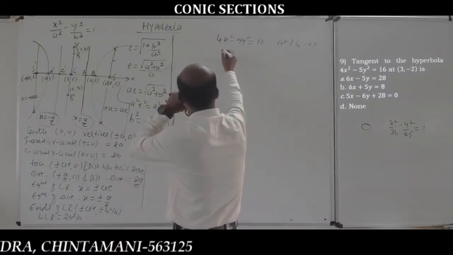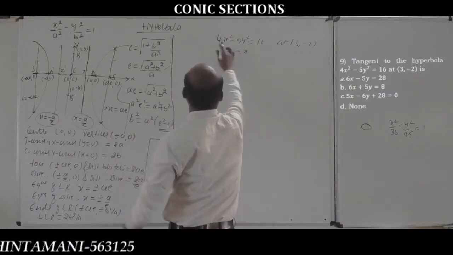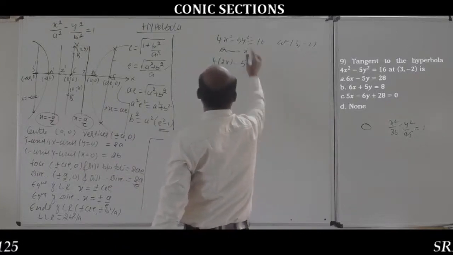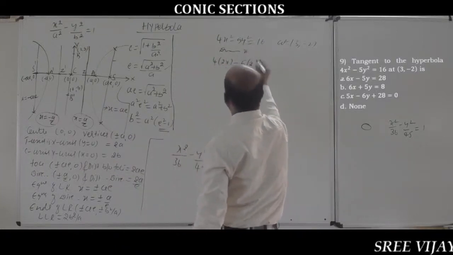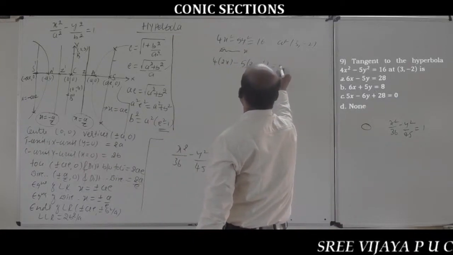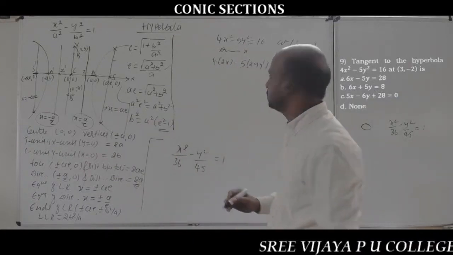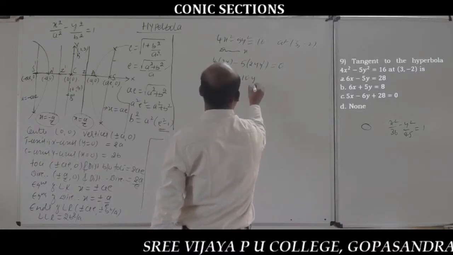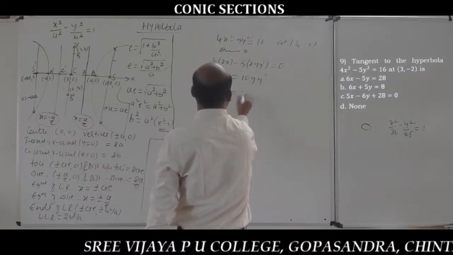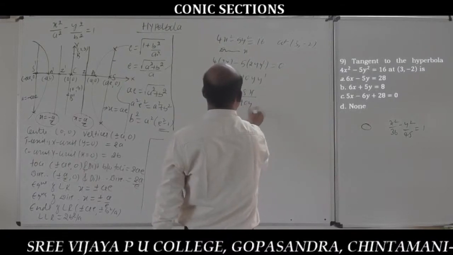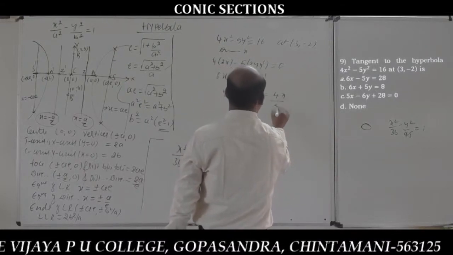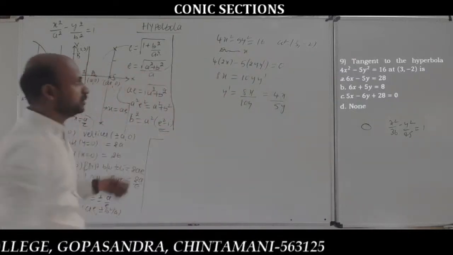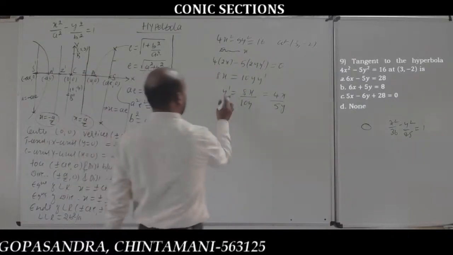So differentiate with respect to x: 4 into differentiation of x square, which is 2x, minus 5 into differentiation of y square, which is 2y y dash, is equal to 0, derivative of a constant. Okay. 8 times x is equal to 10 times y y dash. So y dash is 8x divided by 10y, that is 4x by 5y. This is y dash, nothing but dy by dx.